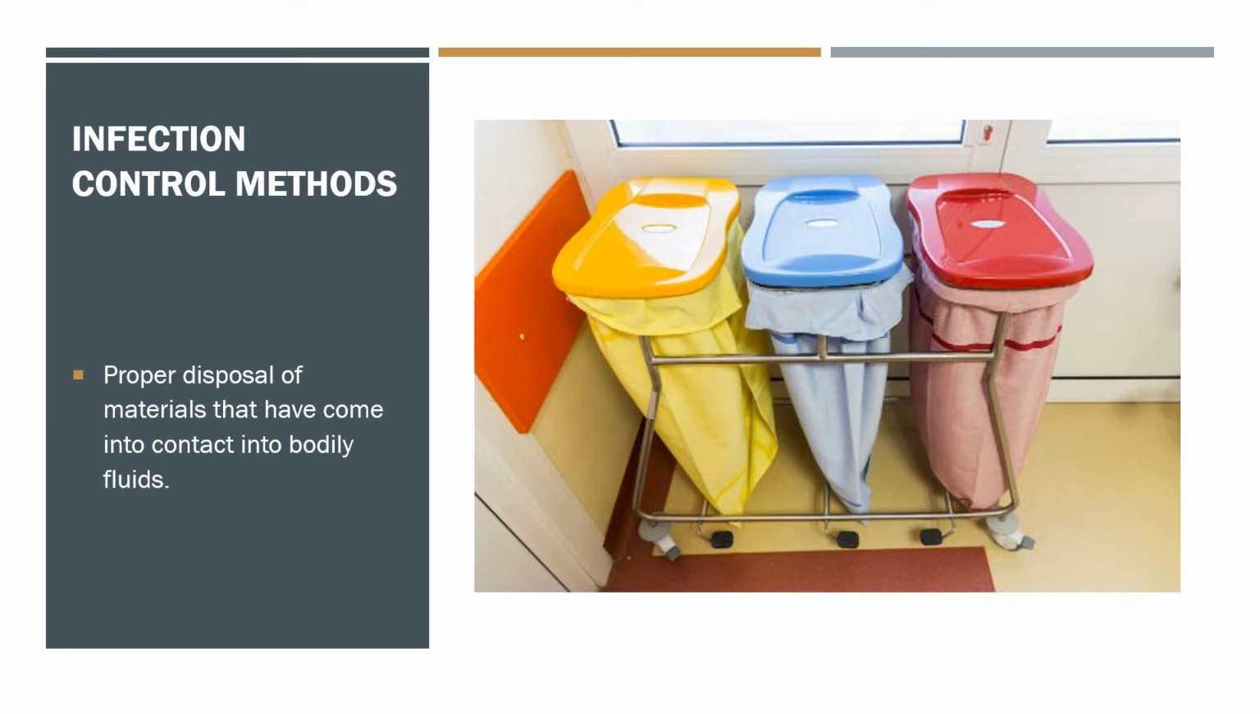Proper disposal of materials that have come into contact with bodily fluids is another good way to decrease the chances of spreading infection. Using bins like the ones pictured here is a good way to decrease the spread of infection. Properly disposing of needles, catheters, IV lines, anything of that sort, as well as properly disposing of soiled linens, towels, clothing that the patient might have been wearing, especially anything that came into contact with bodily fluid from that patient. You want to properly dispose of it in a bin like the one pictured here.